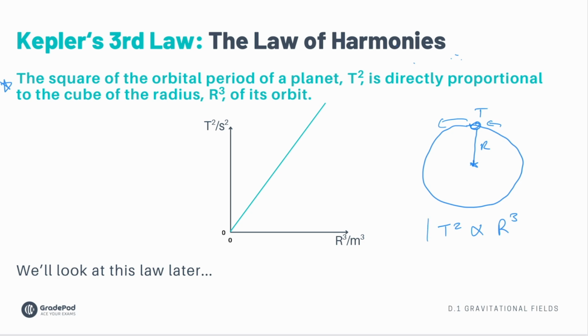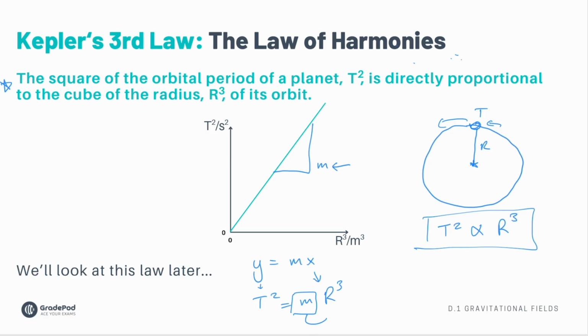And when we have that directly proportionate relationship, we can, of course, plot this graph, which is T squared on the y-axis and r cubed on the x-axis. And the equation of the line is y equals mx because there's no intercept. So T squared, which is on the y-axis, equals m r cubed, which is on the x-axis. And this m value is the gradient, right? So the gradient is m, and we're going to look at that value later, and we can get loads of interesting stuff from that value later.